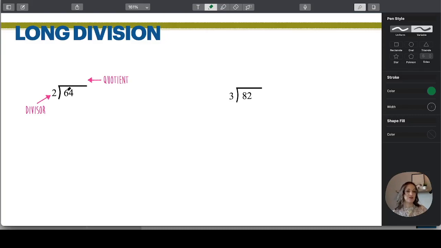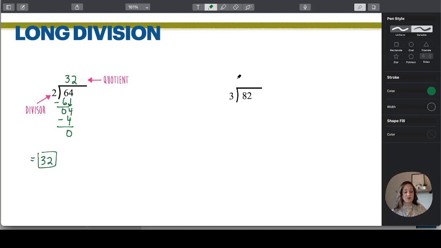So, you would say 2 goes into 6 3 times. 3 times 2 is 6. So, you subtract, you get 0, bring down the 4. 2 goes into 4 twice. 2 times 2 is 4. And then you subtract and you get a remainder of 0. So your answer would be 32.